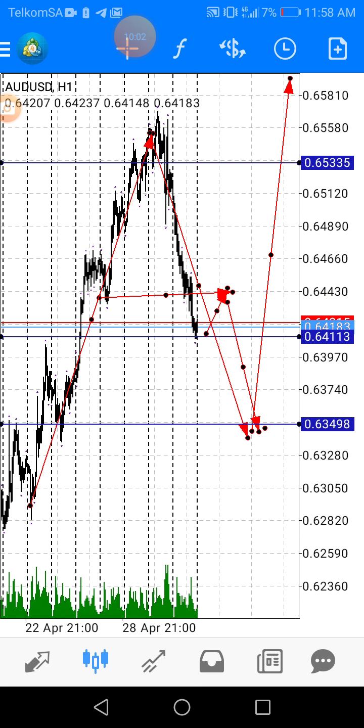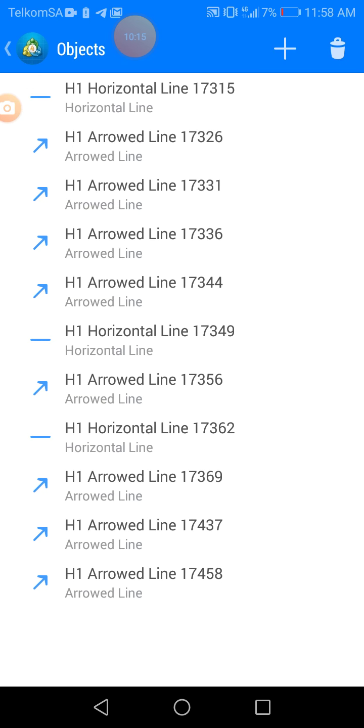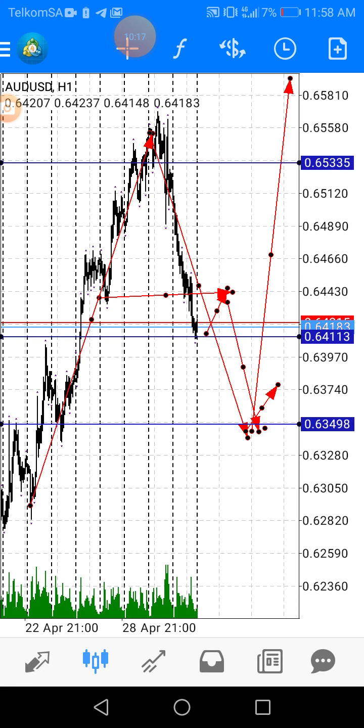All you need is to respect market structure, and when the market does this and goes back here, here is your buy entry. Boom. So when the market does that, buy from there, boom, you're in profit. But try to wait for the market to give you the right entry.